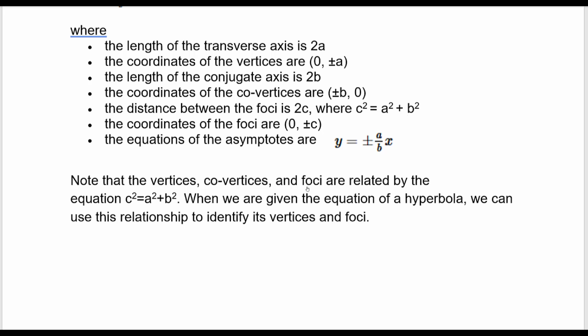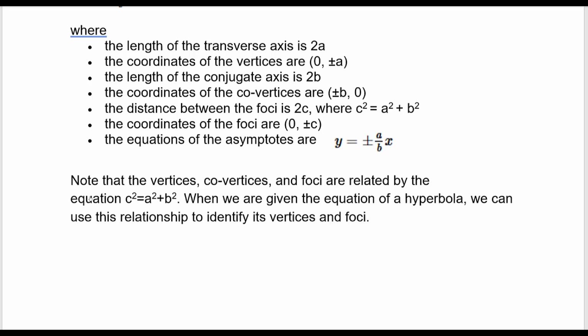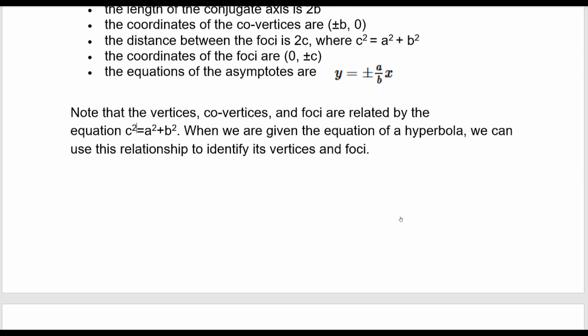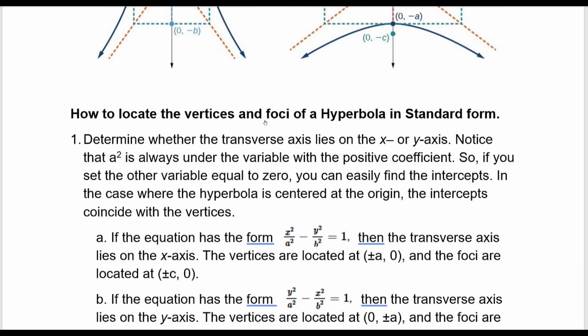Note that the vertices, co-vertices, and foci are related by the equation c squared equals a squared plus b squared. When we are given the equation of a hyperbola, we can use this relationship to identify its vertices and foci. So here we have a shape of one opening right and left, and here's one opening up and down. Okay, how to locate vertices and foci of a hyperbola in standard form.